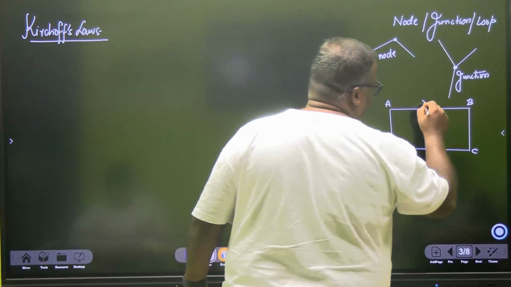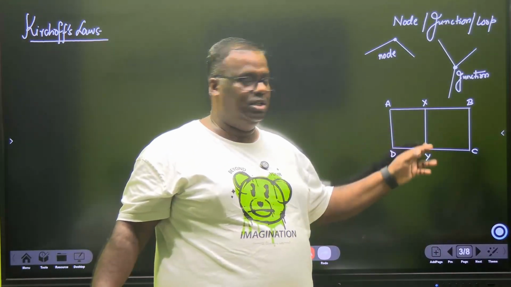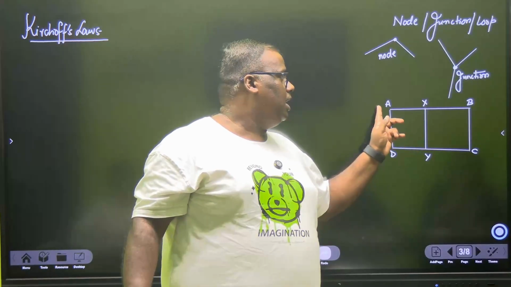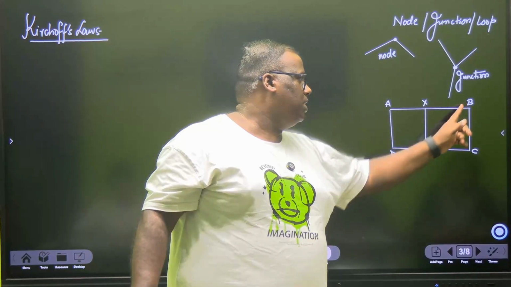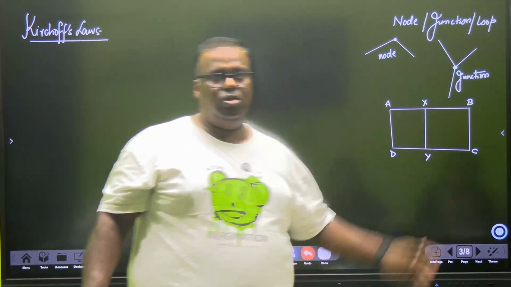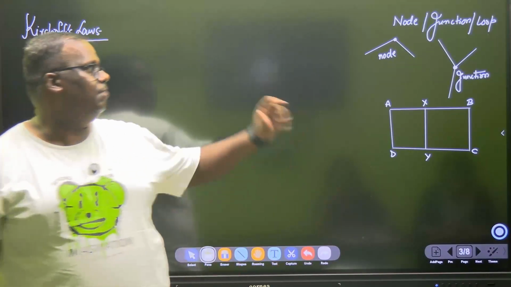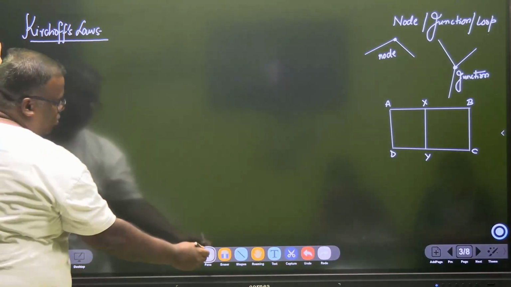Like this is X, this is Y. So you see there's a junction formation here. This is a junction. So I can go A, X, Y, D, A, or B, C, D, A, or X, B, C, Y, X. These are all known as loops. Have we understood? Okay. So Kirchhoff's laws actually comprise two laws.